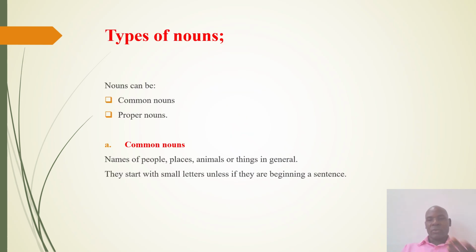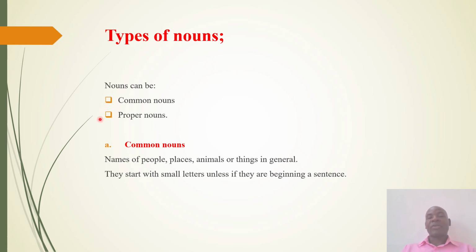So I want us to talk about the types of nouns that we have in English. In English, you have two broad categories of nouns. That means that we have other smaller categories of nouns, but these are the major categories of the nouns that we talk about in English. So we categorize nouns in terms of common nouns and proper nouns. So nouns are either common nouns or proper nouns.